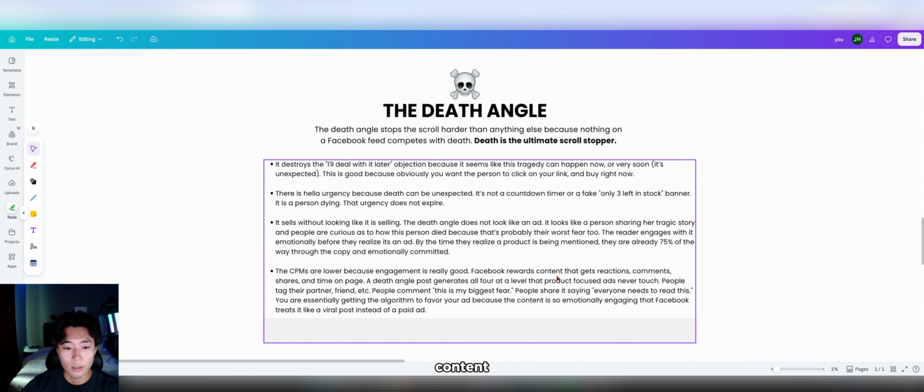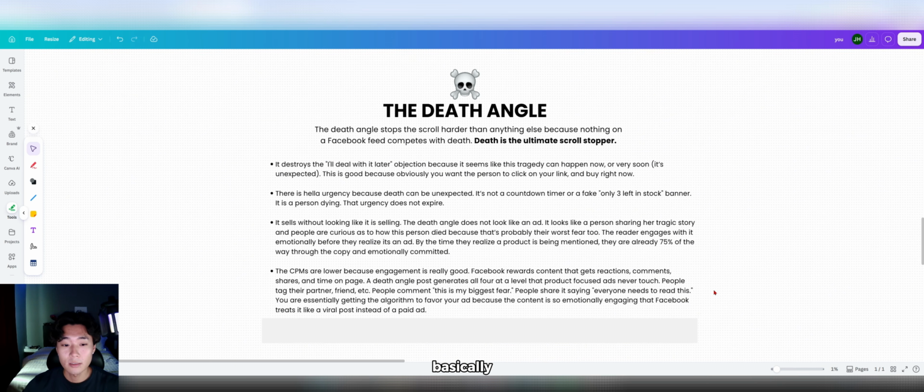So Facebook rewards content that gets reactions, comments, just overall engagement, and the death angle just generates a bunch of engagement because people tag their partner, friends, people comment, "This is my biggest fear." People share it saying everyone needs to read this. You're essentially getting the algorithm to favor your ad because the content's so emotionally engaging that Facebook treats it like a viral post instead of a paid ad. And that's basically the game of Facebook ads. It's the whole goal, trying to make your ad look like a viral post and actually be a viral post so that it can sell.